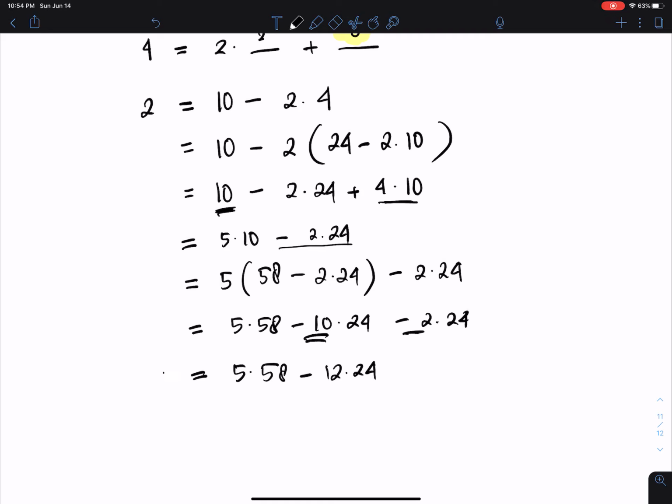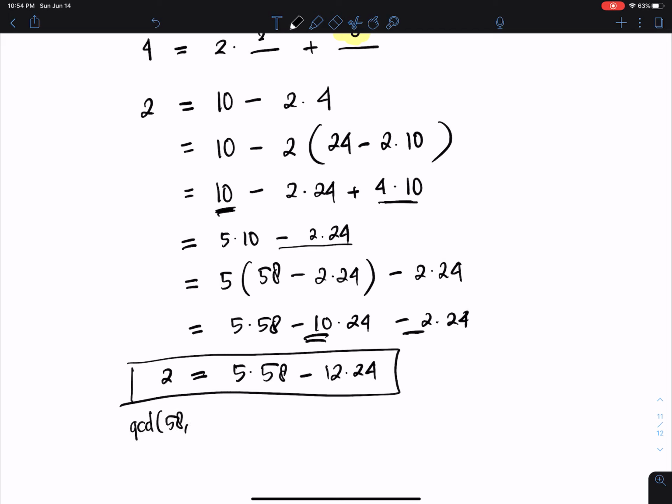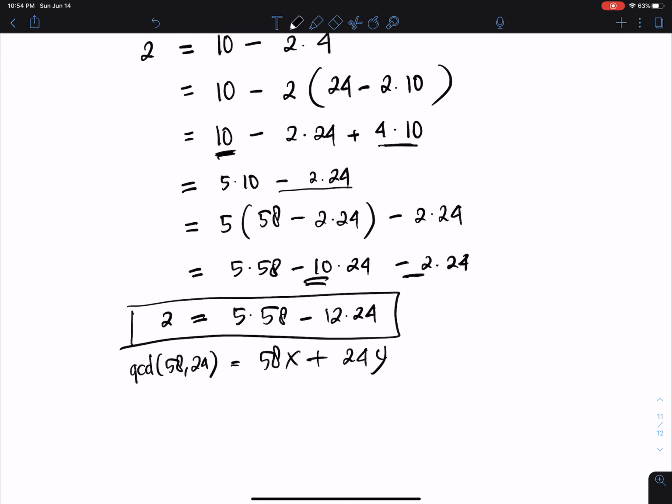Which is equal to the GCD. So GCD of 58 and 24 equals 58x plus 24y. From here we already get the GCD, which is 2, and x and y: x will be 5, and y will be minus 12, like that.